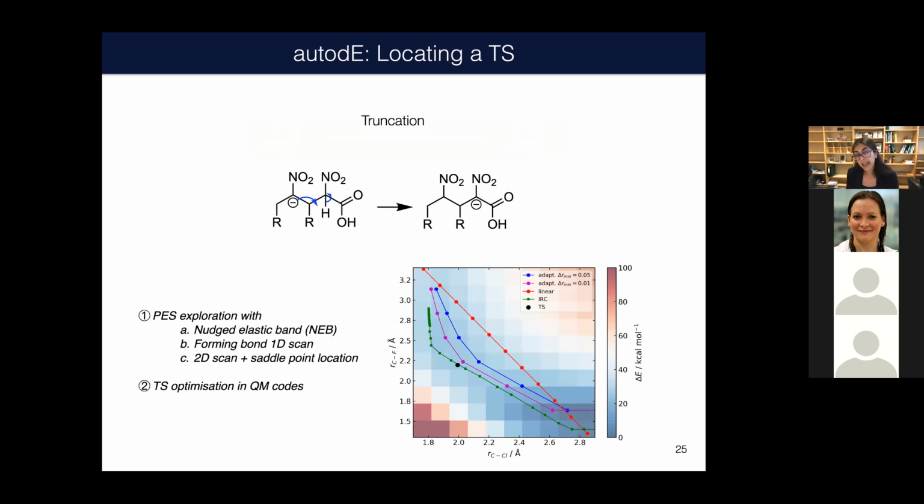We can do the truncations, and we do that with systems that are quite large. So imagine that you have this large system, R is very big, and you want to identify this process. So for the reaction to happen initially, you will break down and simplify the system by introducing hydrogen here, and then go back to the system.